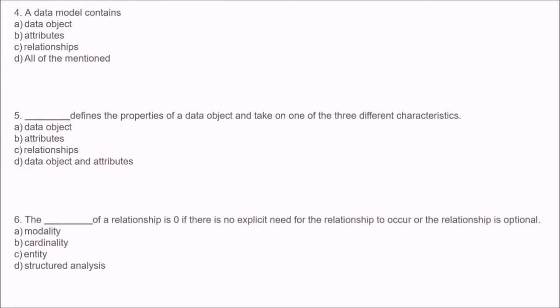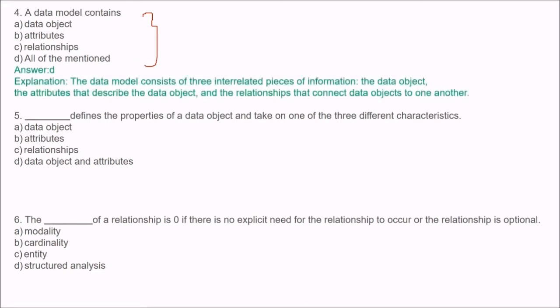Next is a data model contains what? The four options. What is the answer? The data model contains all of these. Data object, attributes and relationship. So a data model consists of three interrelated pieces of information. The data object, the attributes that describes the data object, and the relationships that connect each data object to one another.